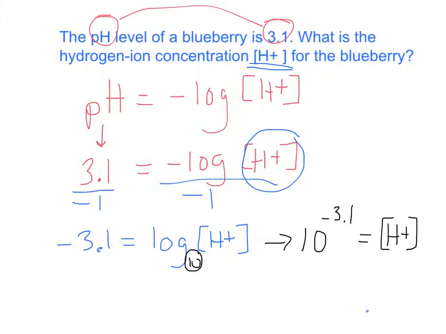So that's how we're going to solve. Let me grab my pointer tool for a second. So we did my 10 raised to my negative 3.1 equals my H+. So that is just switching between logarithmic notation and exponential notation. So at this point, it is okay to use a calculator to work out what 10 to the negative 3.1 is. And when I do that, my calculator gives me an answer like this.